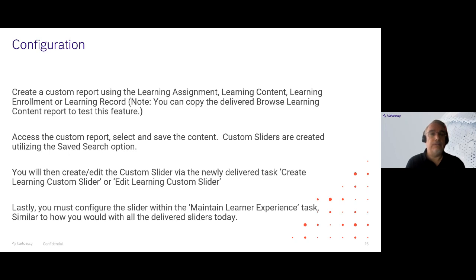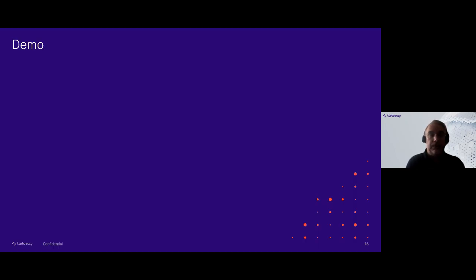First you create the custom report, access the custom report and make a saved search. You need to have a saved search to be able to use these custom sliders, because the custom sliders are created utilizing the saved search option. Then you create the slider, and as a final step you have to add the custom slider you have created to the maintain learner experience tasks. Right, let's jump into a demo environment.